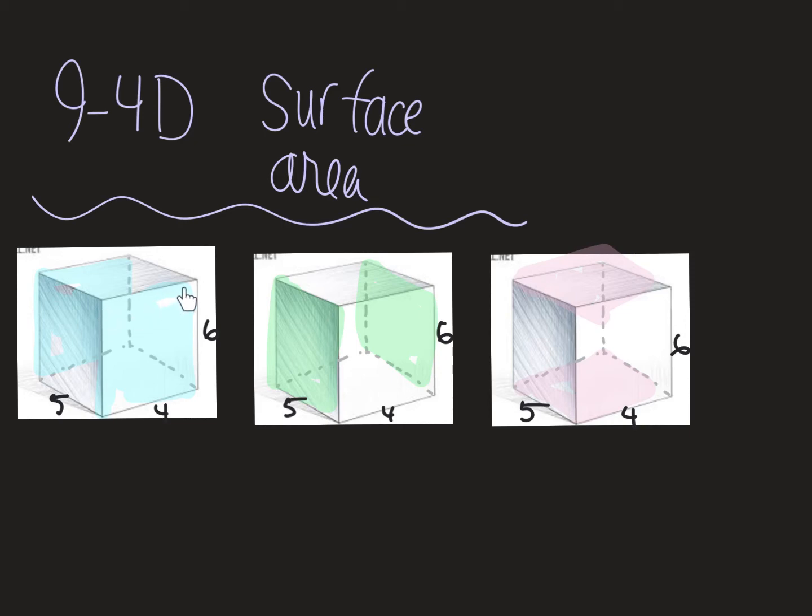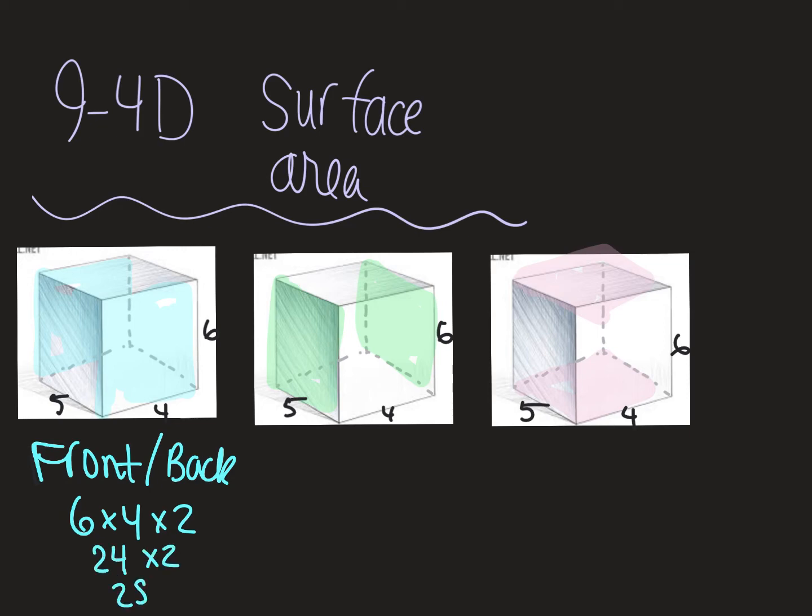I find it helpful to take my pencil, but I mean, you don't want to do this in the book and mark up the book, but maybe your eraser. Trace over the shape that you're doing. So if I'm tracing over this, what two numbers am I using? I'm using 6 and 4. So the front and the back, I need 6 times 4, 4 times 6, it doesn't really matter, times 2 because I have two of them. I have a front and a back. 24 times 2 is 48.